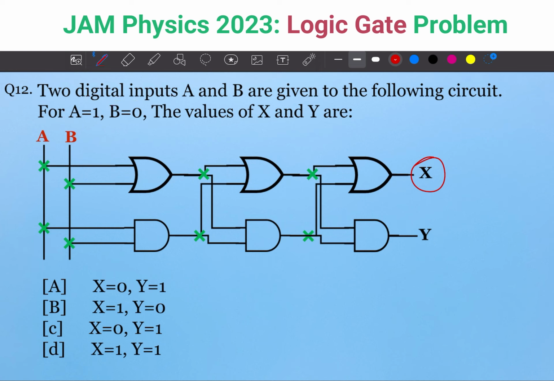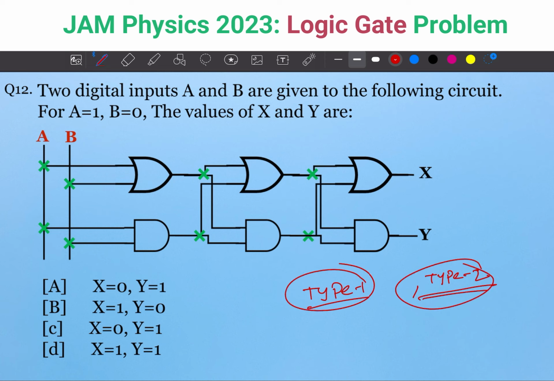Okay, so we will solve this problem in two ways. One will be type 1 and one will be type 2. I will go through each type. Before that, we need to know what this gate is and what this gate is. This is an OR gate and this is an AND gate.